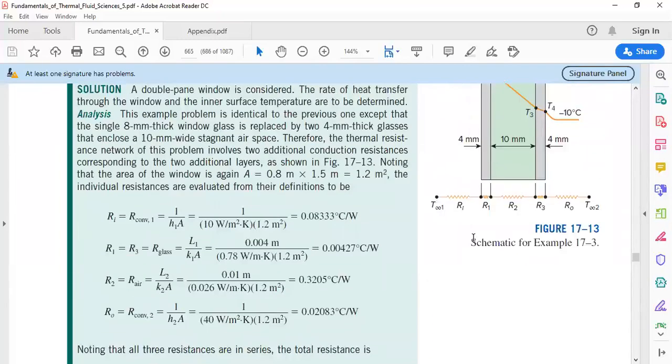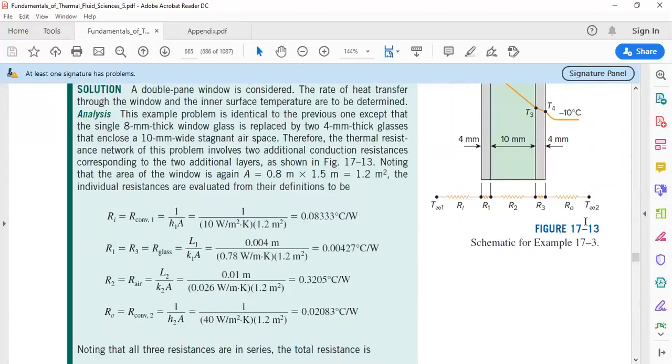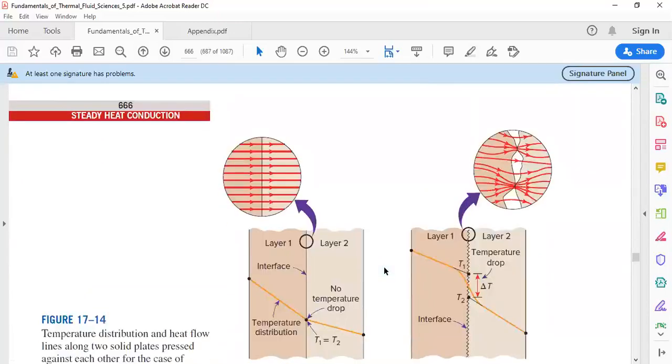since, as we know from the analogy with electric networks, the heat rate here is the same as the heat rate here, is the same as the heat rate here, and so on. So Q dot equals T infinity 1 minus T1 divided by Ri. We benefit from this fact to calculate T1 and find it equals 14.2 degrees Celsius.